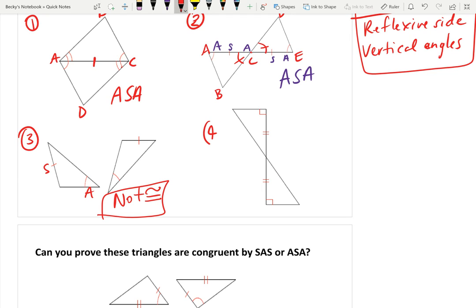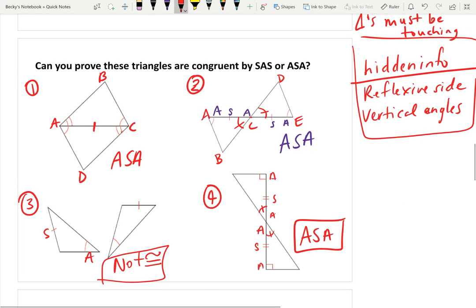All right, so number 4. They are touching. So what do we have hidden here? Well, we have vertical angles again. So we have an angle, and we have a side, and we have the exact same thing up here. And so again, we have a case of angle, side, angle. So we had a lot of angle, side, angles on that one.